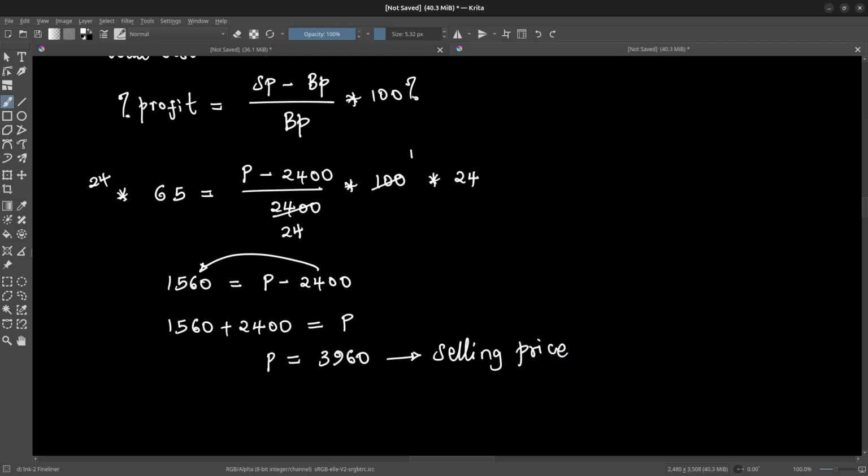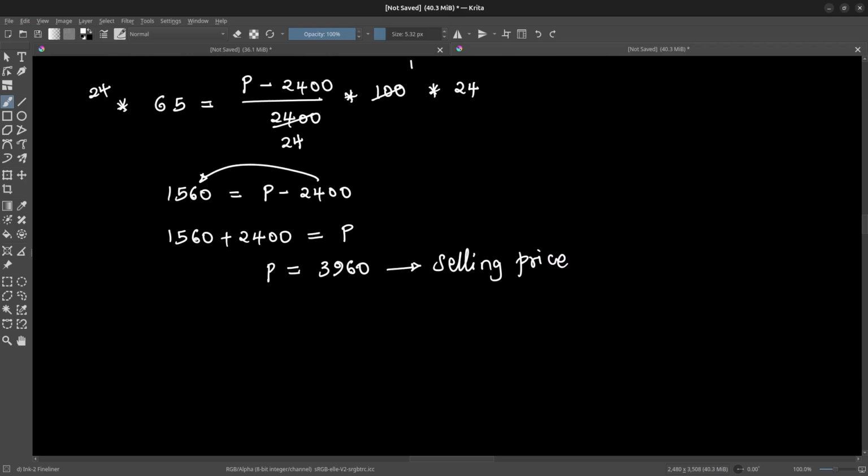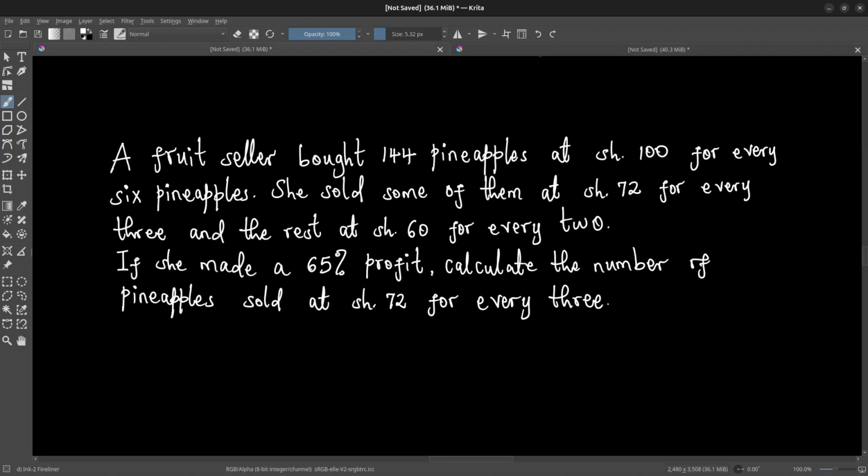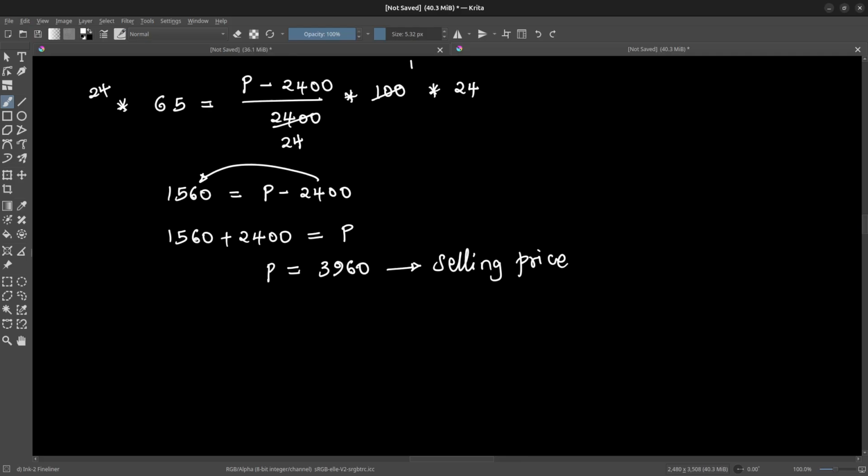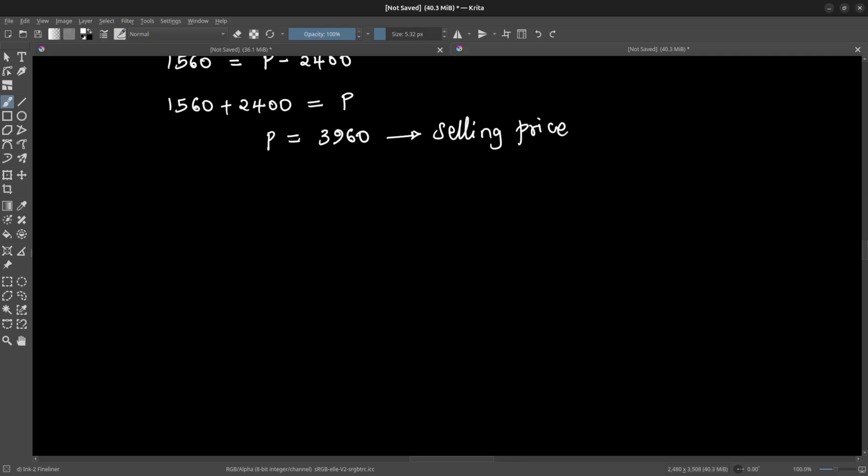Okay, so now we have the buying price, we've calculated the selling price. Let's go back to the question. She sold some of the pineapples at 72 for every 3 and the rest at 60 for every 2. This means she still sold them in batches, right? So she had batches of 3 and then batches of 2. Let's start with the batches of 3.